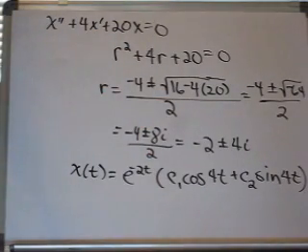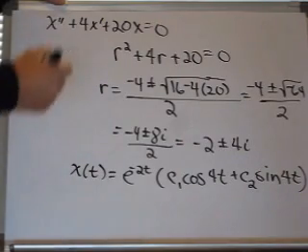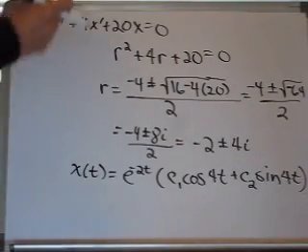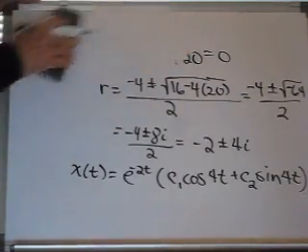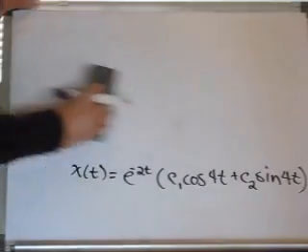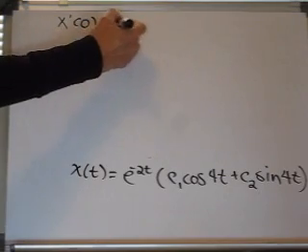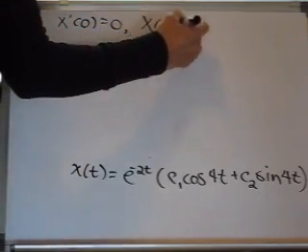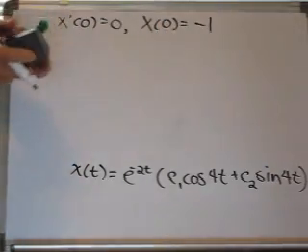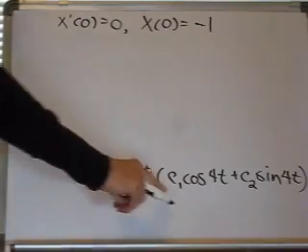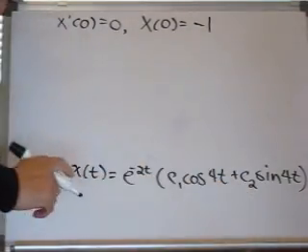I'm going to use my initial conditions to solve for those. We were told that the mass is initially released from rest at a point 1 foot above equilibrium position. Released from rest means the initial velocity is 0, so x prime of 0 is 0. And the initial position is 1 foot above equilibrium, which is negative 1. Using those initial conditions, I'm going to solve for c1 and c2.